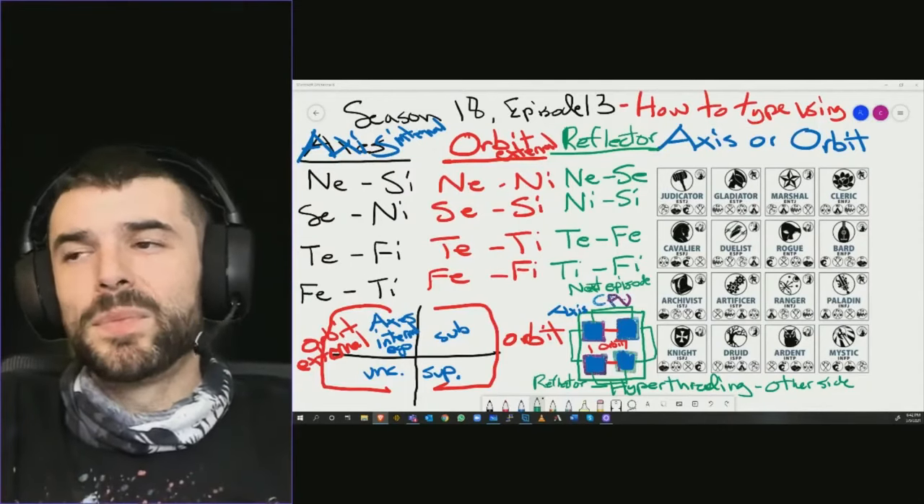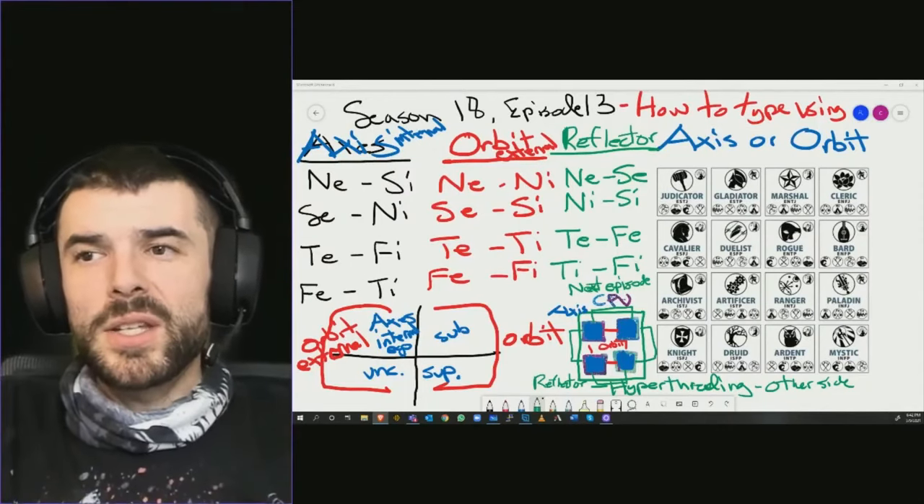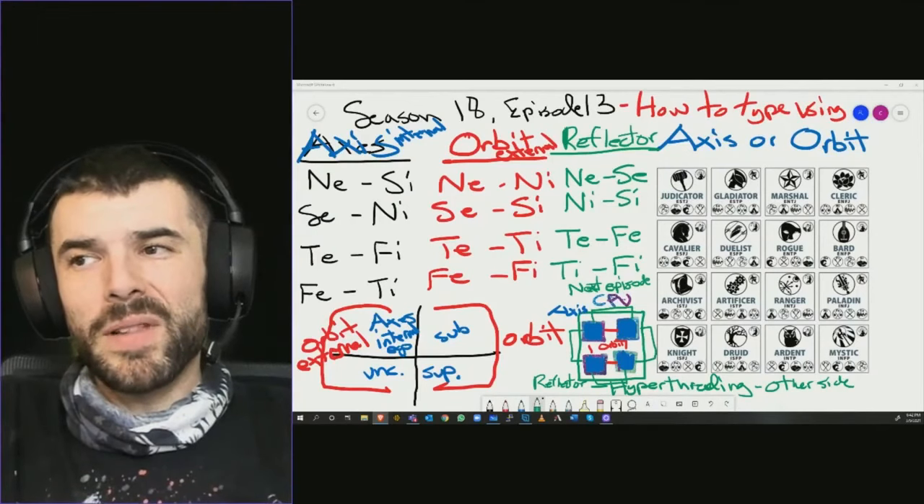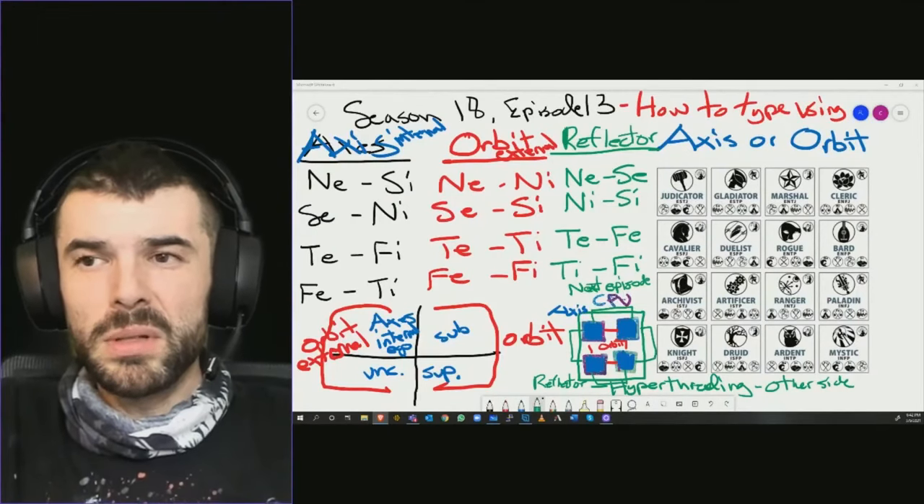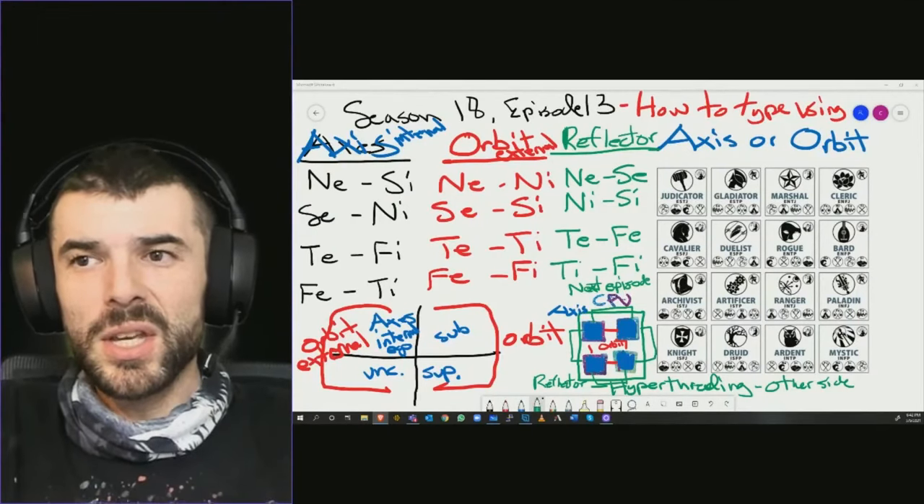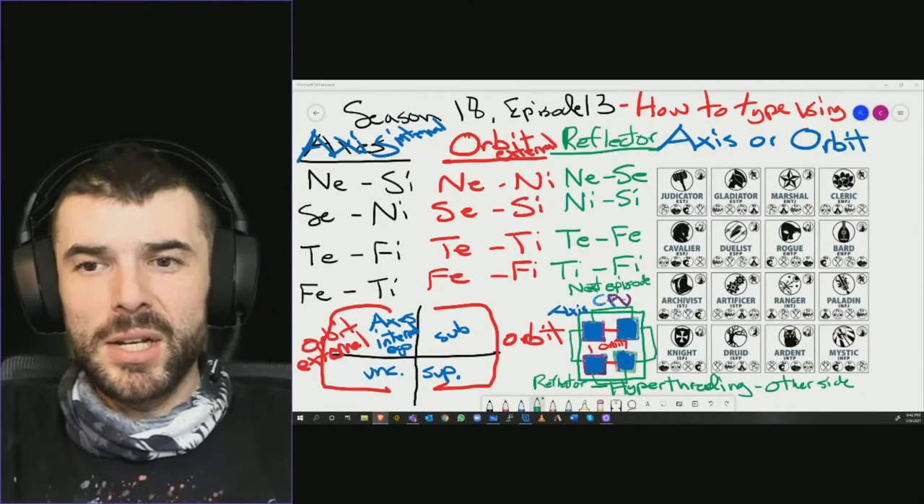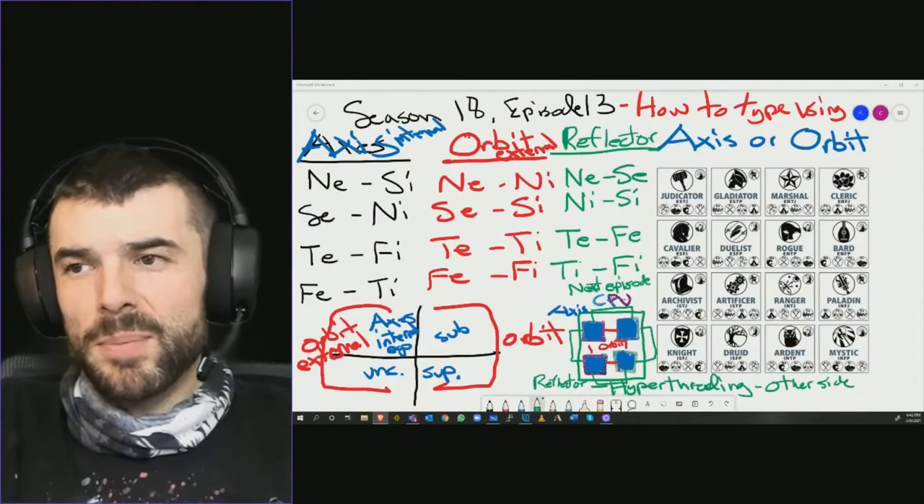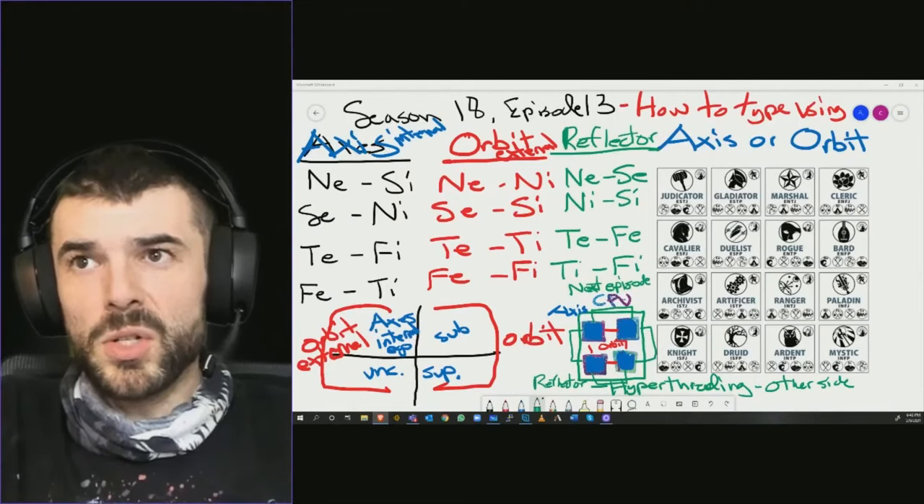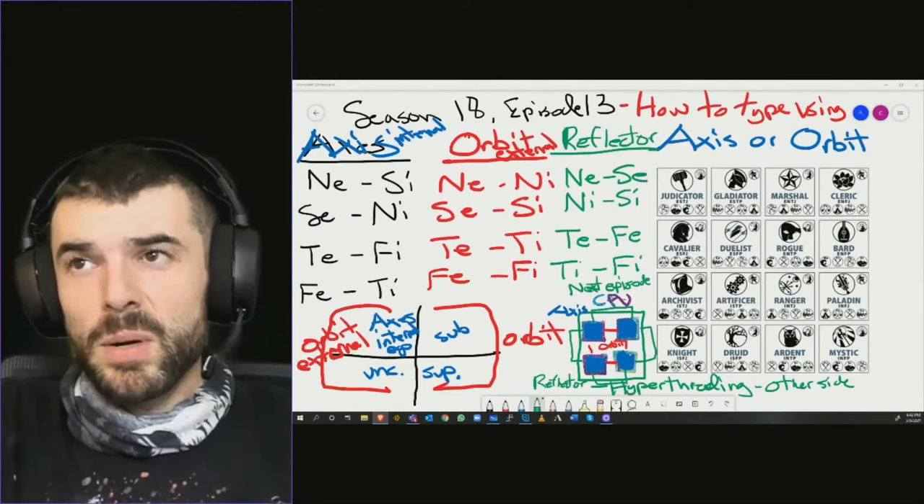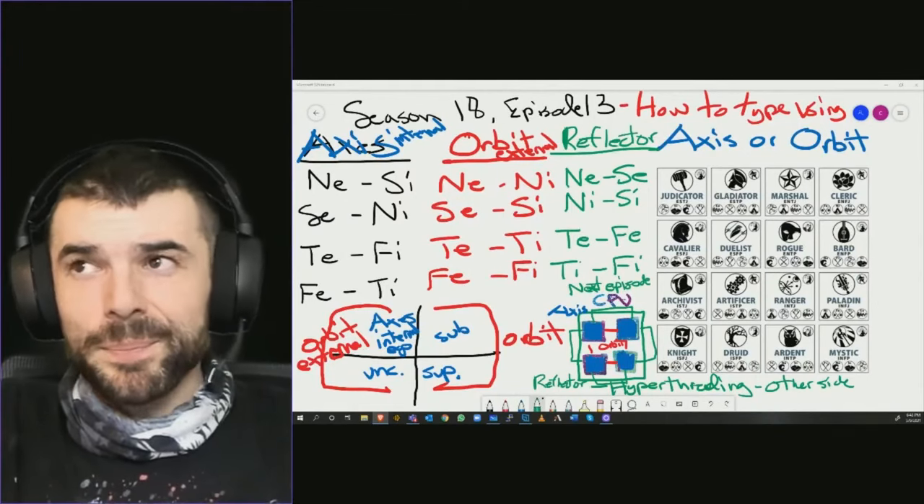Either way, it's different. So you've got to see the four sides of the mind more like a cube, not necessarily just this two-dimensional representation, which a lot of people don't really understand, okay? And this is where reflector functions come into play.